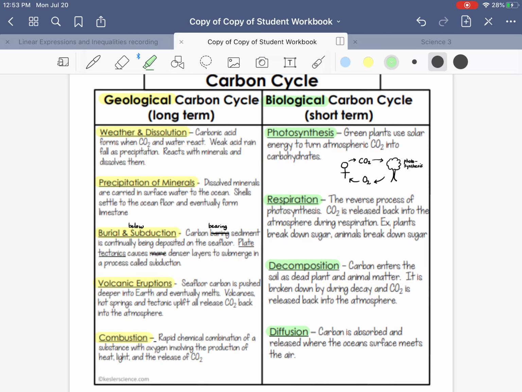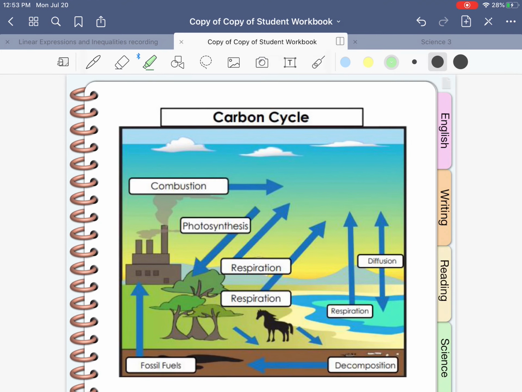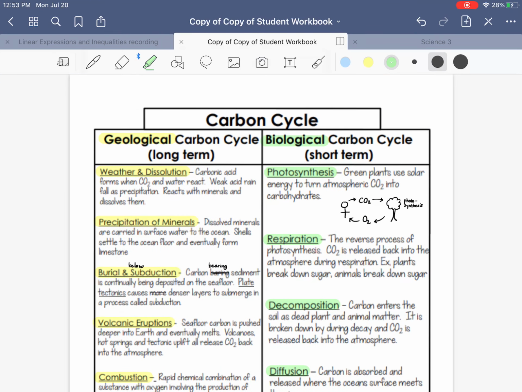I am going to stop this video and I'll start another one, but we'll look at this diagram. For me, this is a much easier thing to understand than all of this, but I wanted to give it to you both ways just in case.